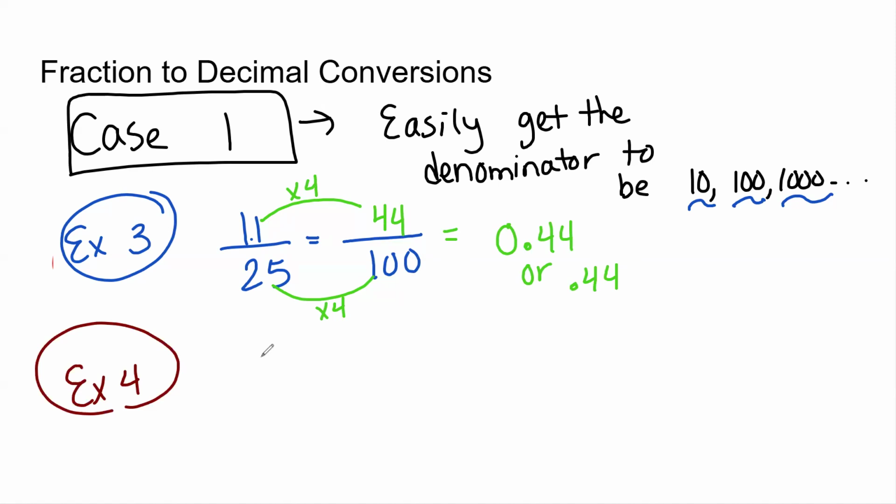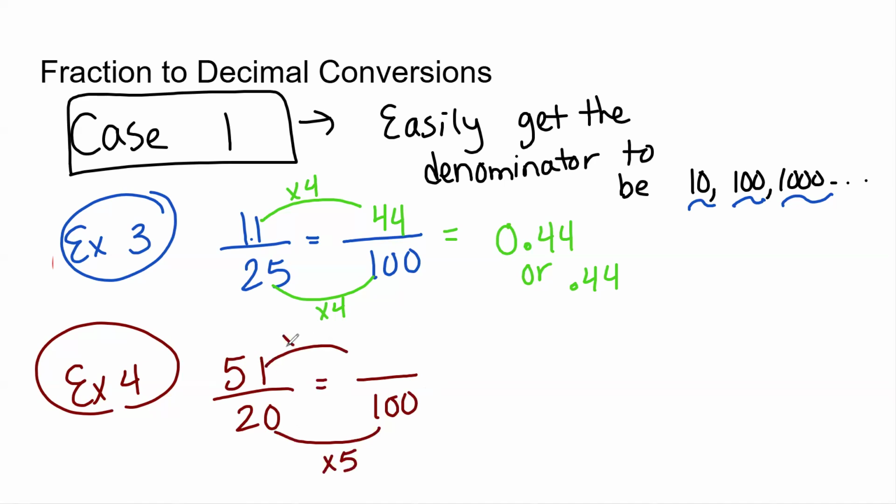All right, these can be improper as well. Let me think of an improper one. Let's do 51 over 20. So that doesn't have one of our pretty denominators, but what we can do is get this to be 100 if we times by 5. 20 times 5 is 100. So we'll times the top by 5 to be fair. You can just use a calculator or do it on your scratch paper, 51 times 5. And that's 255.